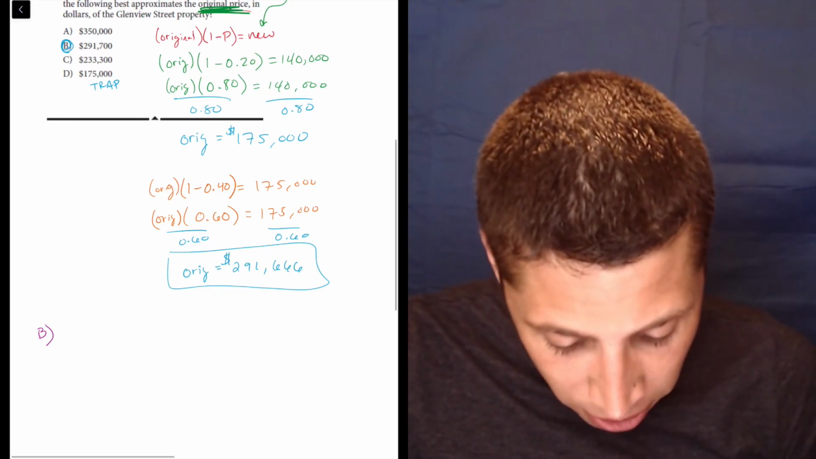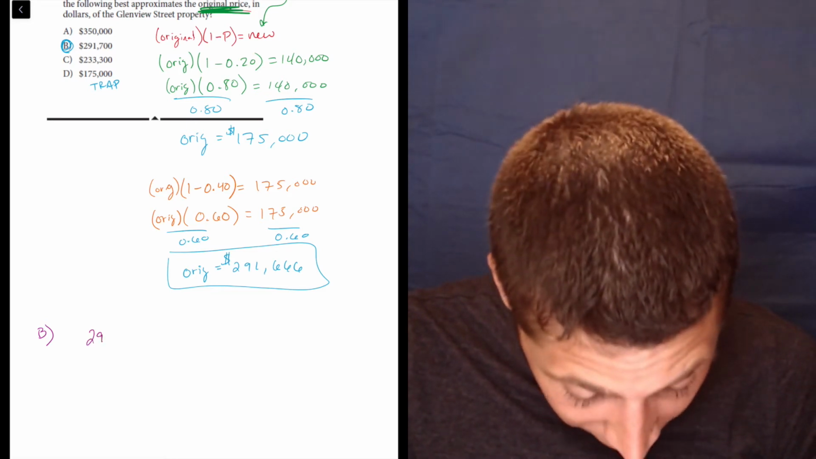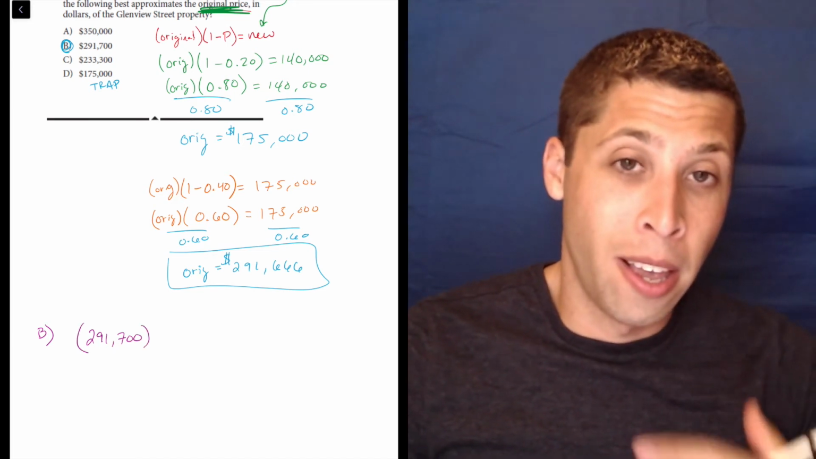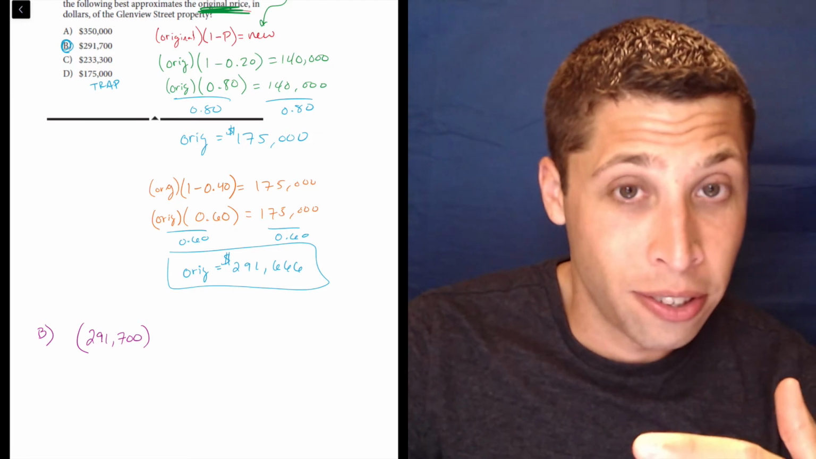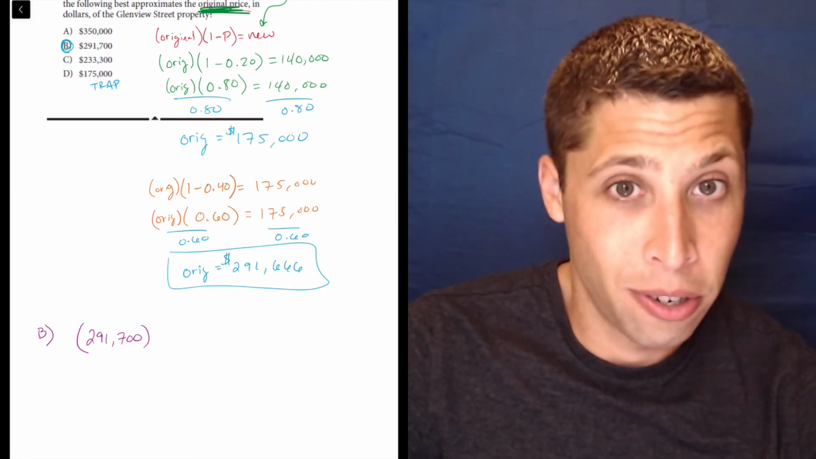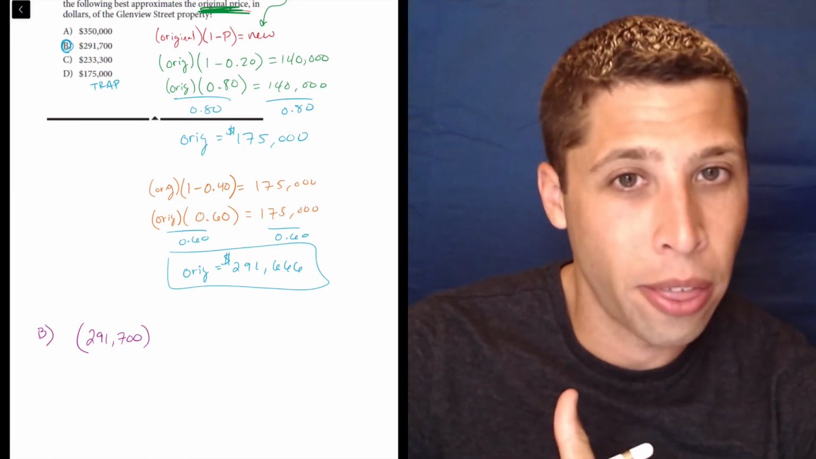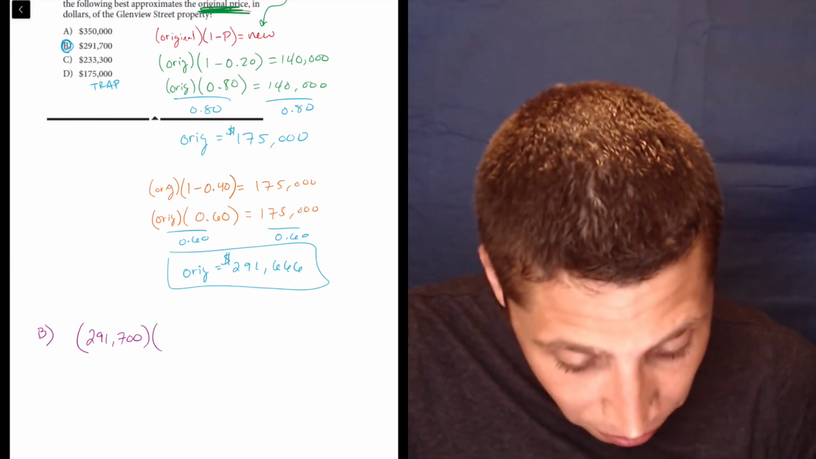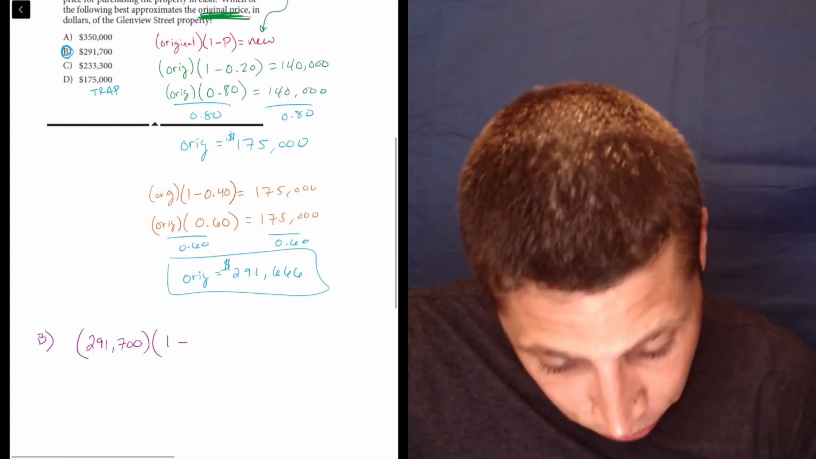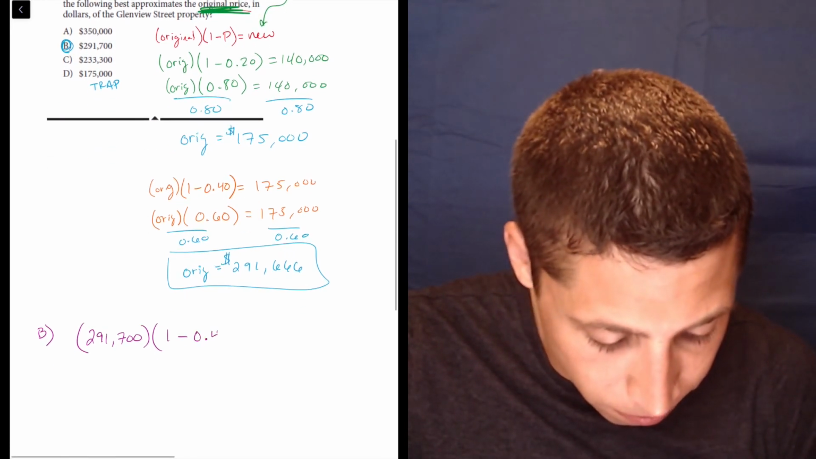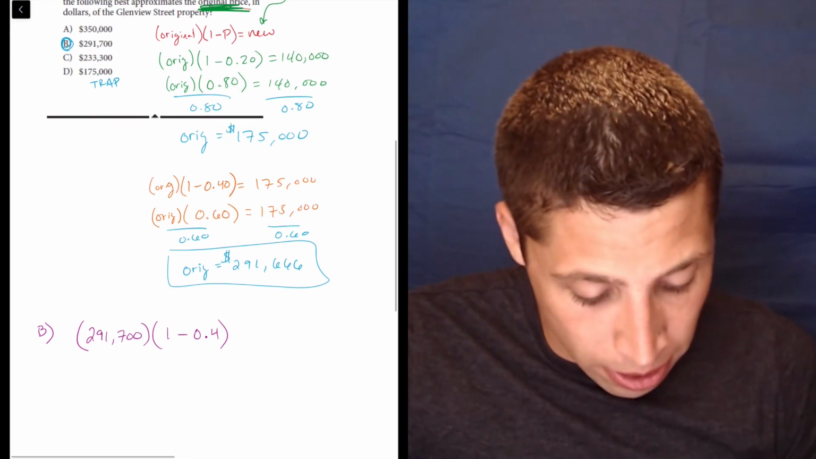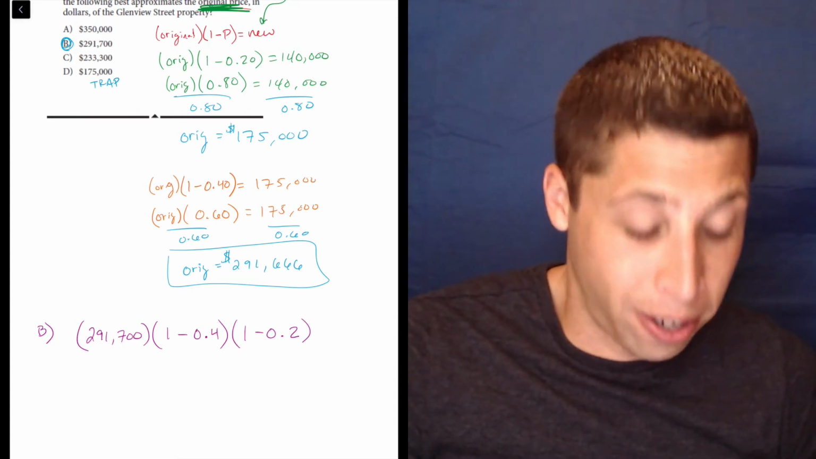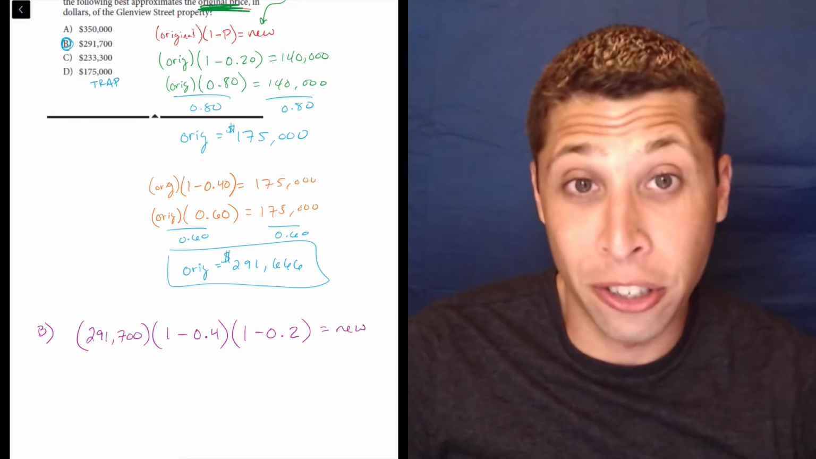So I would have assumed that the original price of the house was $291,700. So that's my original. Now again, with percentages, if we're receiving a discount, the number that we work with is going to look different than the discount. So in my formula, I'm going to put 1 minus 0.4, and because the order does not matter, I'm going to do both percentages at once. This is the shortcut.